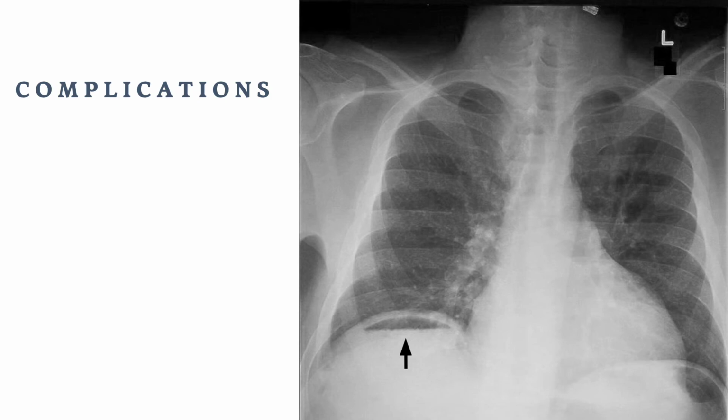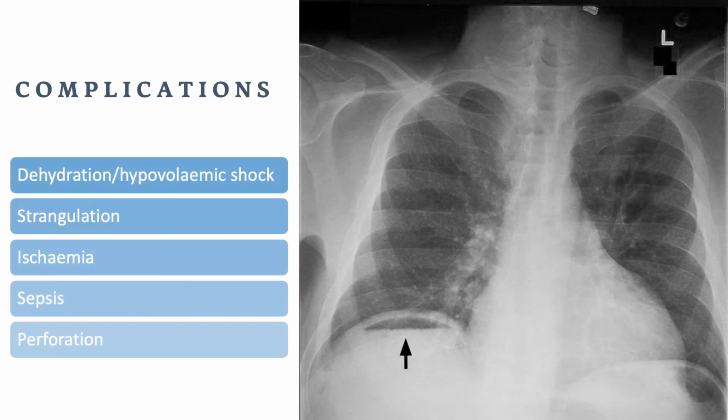There are many complications that can occur from bowel obstruction. These include dehydration and hypovolemic shock, and strangulation, which can occur when there's a segment of bowel that's trapped, and this can cause ischemia due to a lack of blood flow to that area. Sepsis can also occur, and perforation can happen, and this can be seen on an erect chest X-ray as a bubble of gas under the diaphragm.